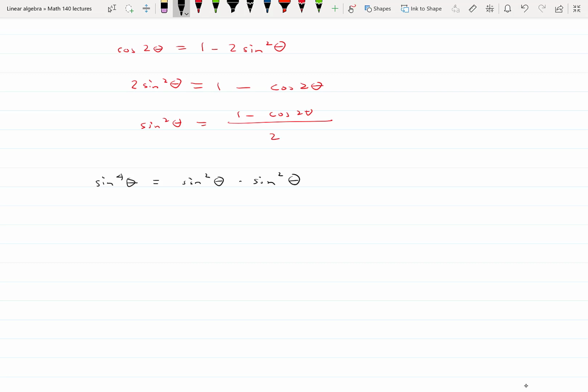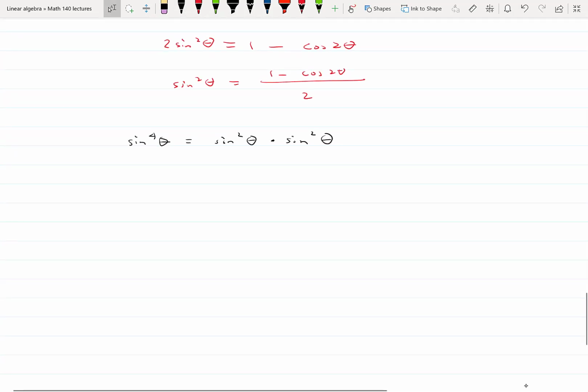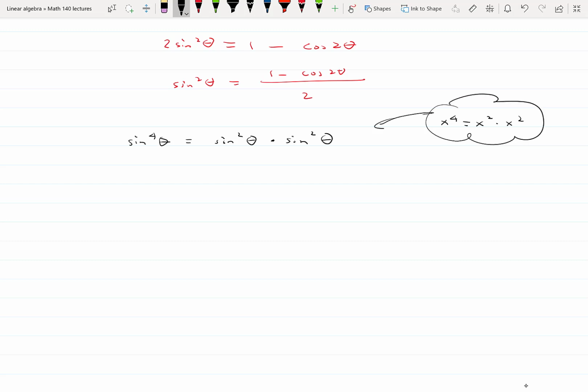A little algebra, very little algebra, says sine to the 4th equals sine squared times sine squared. X to the 4th equals x squared times x squared. That's all I'm using in this first line right there. Trying to draw an arrow, and it's getting uglier and uglier here.